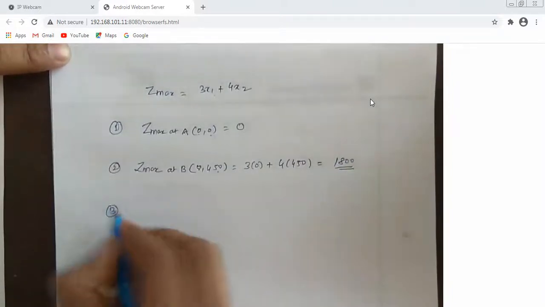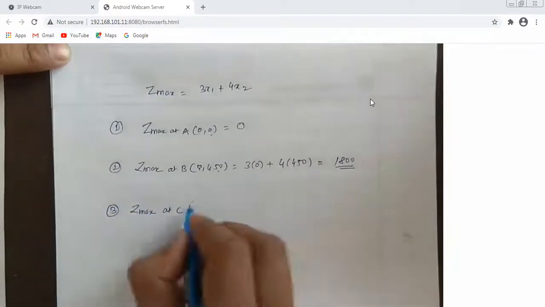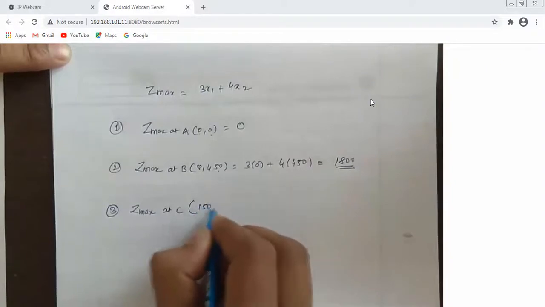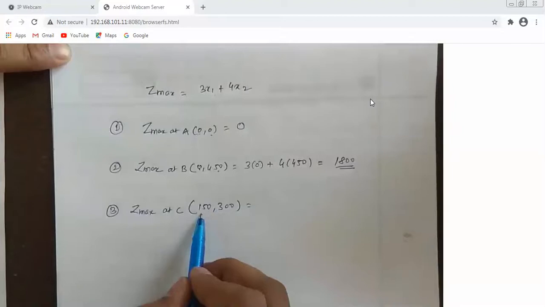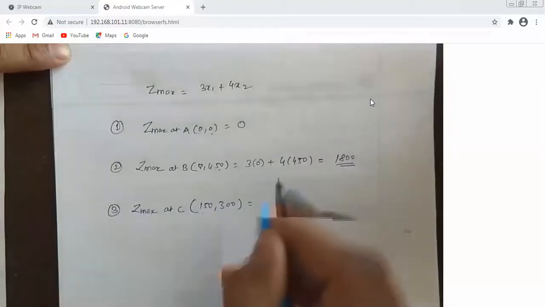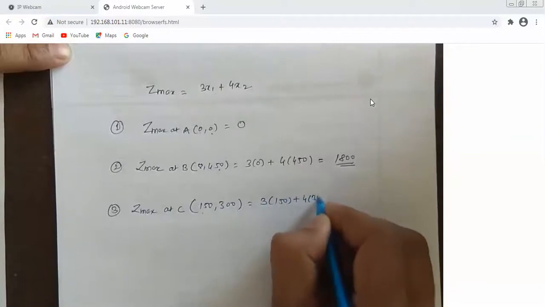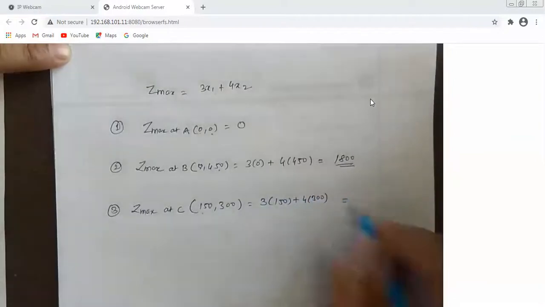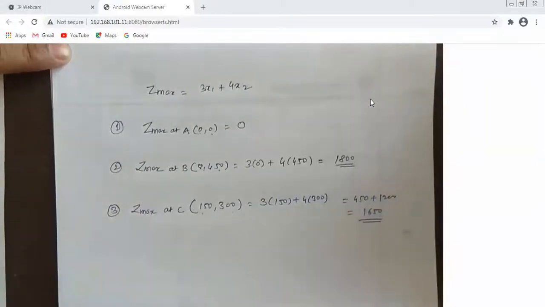Now go for the next corner point, z max at location C, and the coordinates are 150 and 300. This 150 is x1, this 300 is x2. Put in the given equation, so 3 into 150 plus 4 into 300. 150 into 3 is 450 plus 300 into 4 gives 1200. Simplify it, it will give 1650.